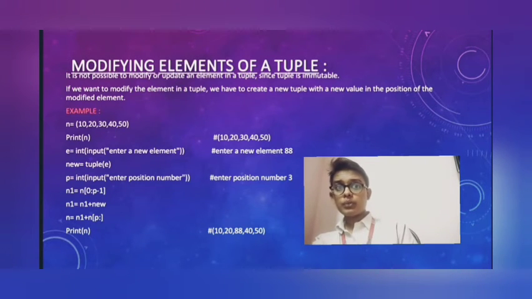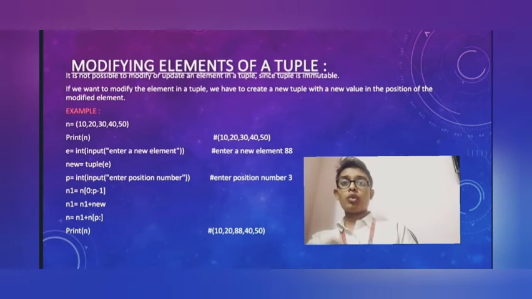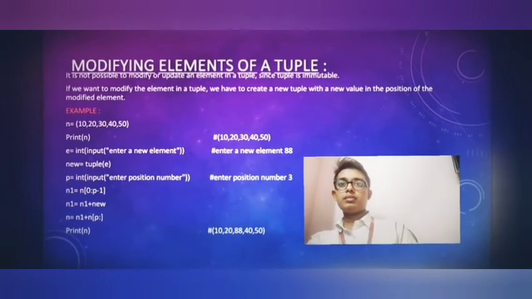N is equal to N1 plus N of position to end of the tuple. The position is 3, end of the tuple is 5. Both will concatenate and print the result in N. Print of N. The output will come as 10, 20, 88, 40, 50. In this way, we can modify element in a tuple.